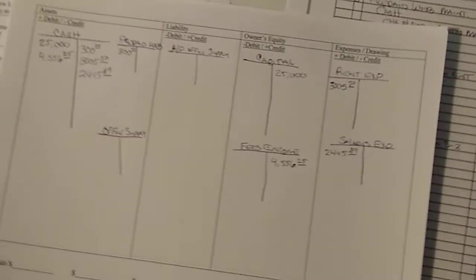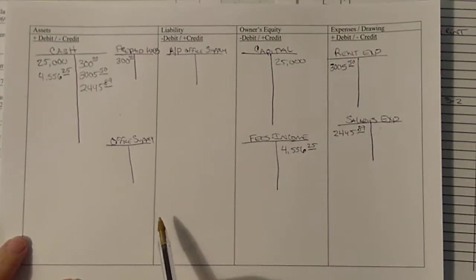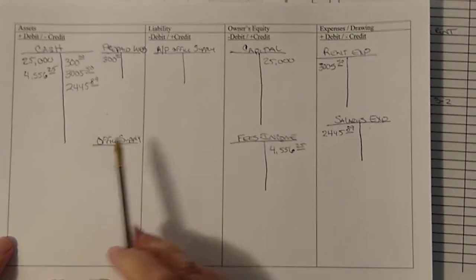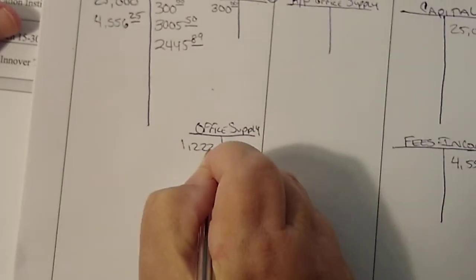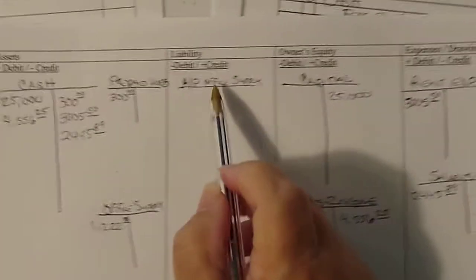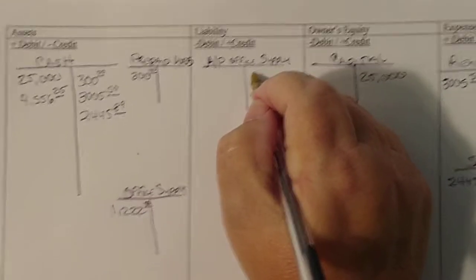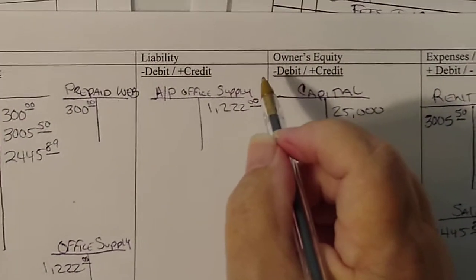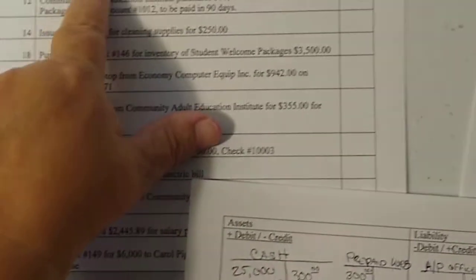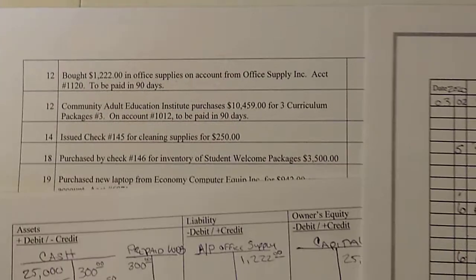Okay. So what account gets debited? What account gets credited? Well, we're increasing our office supplies. That's an asset. So we increase it by debiting it. So we're going to debit it $1,222. And then we're going to put it over here in accounts payable by crediting it $1,222. It's even, makes sense.